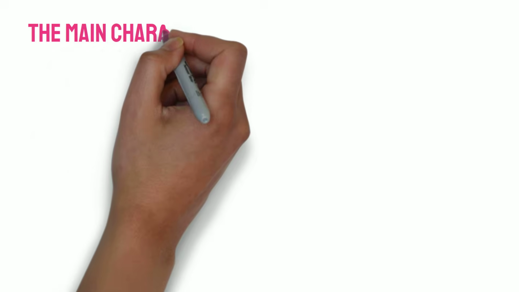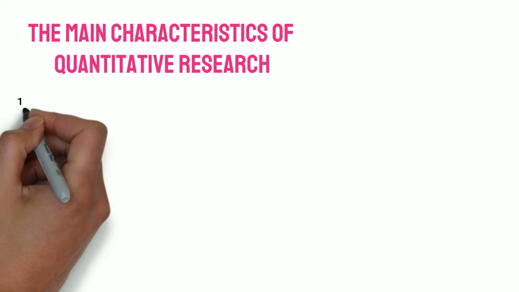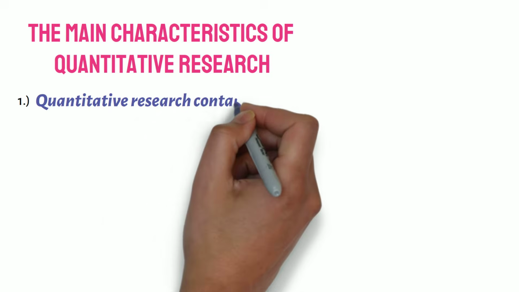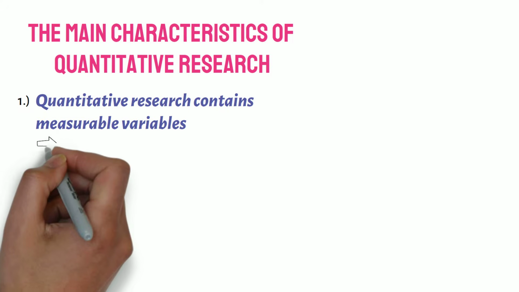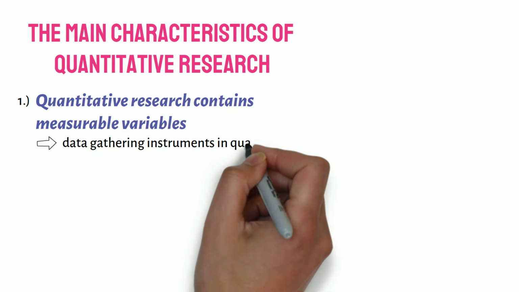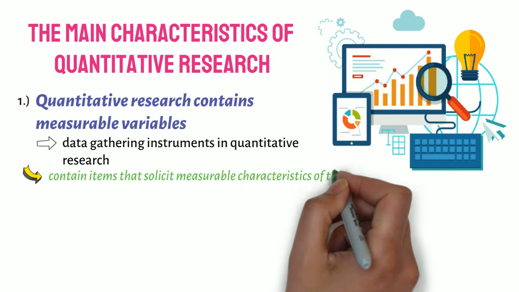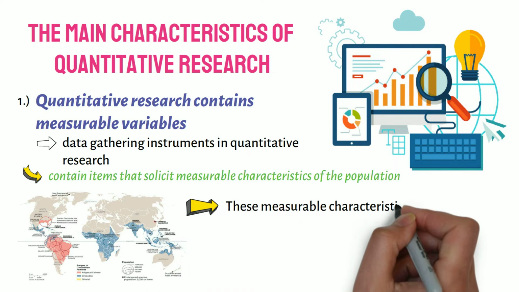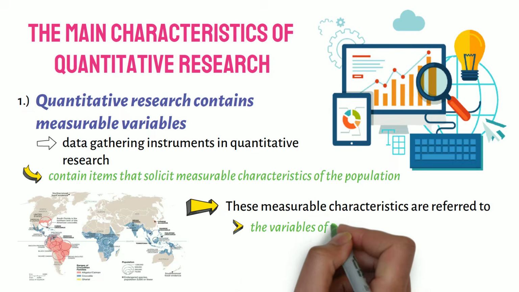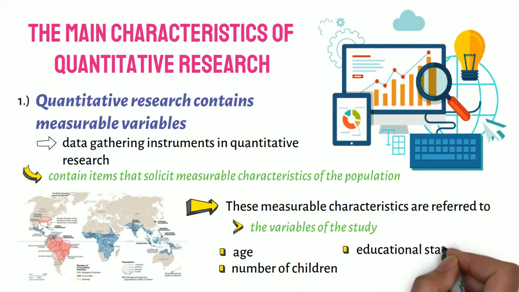Now, some of the main characteristics of quantitative research are the following. First, quantitative research contains measurable variables. In fact, data gathering instruments in quantitative research contain items that solicit measurable characteristics of the population. These measurable characteristics are referred to as the variables of the study, such as age, the number of children, educational status, and economic status.